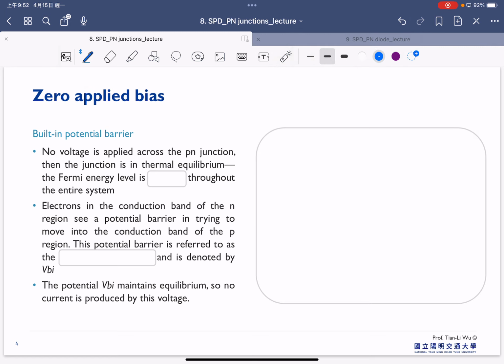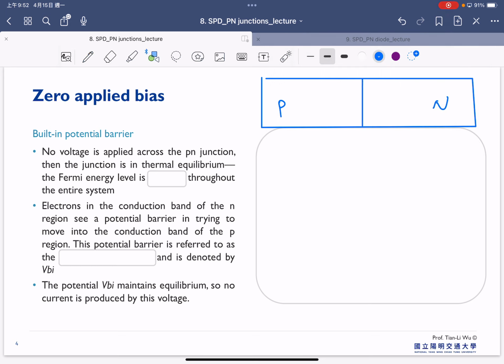Again, this is a typical PN junction schematic, with P on the left and N on the right. Right now, we all know that in the middle of these two regions, there is a formation of this space charge region. And this is the space charge region.